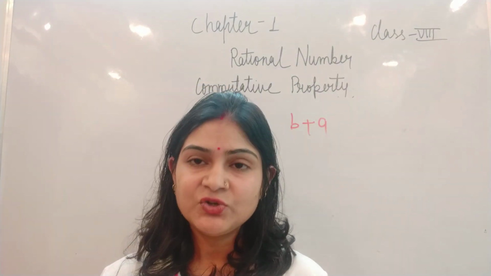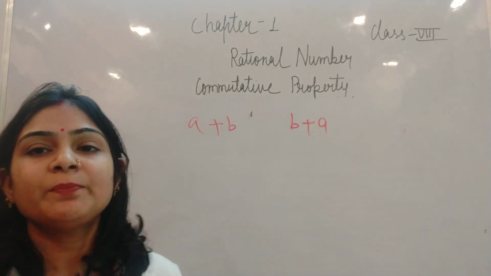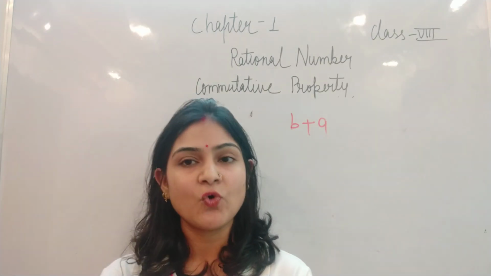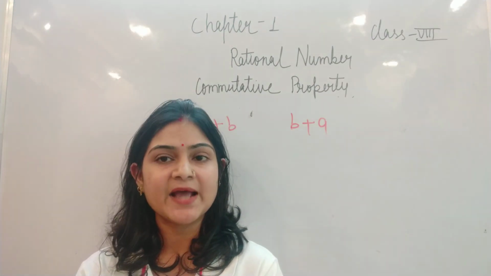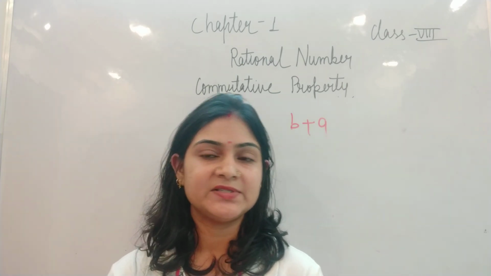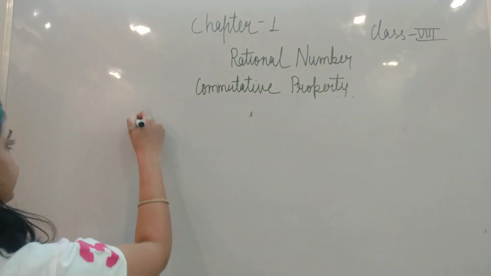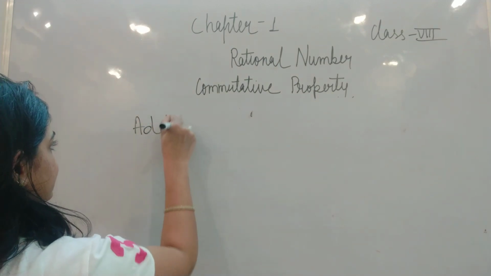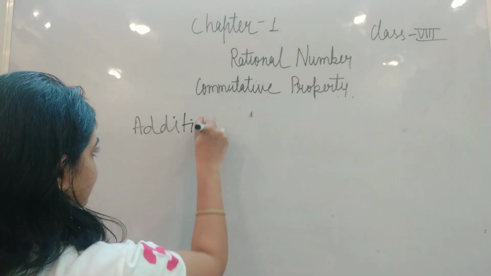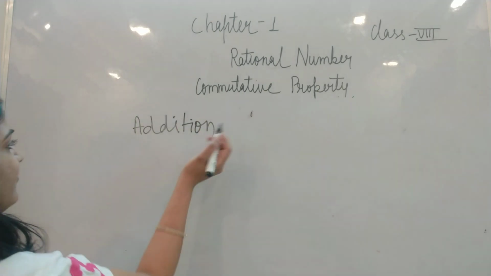In this video, we will discuss the commutative property for rational numbers in 4 operations, that is addition, subtraction, multiplication and division. At first, we will discuss addition. Commutative property of addition.